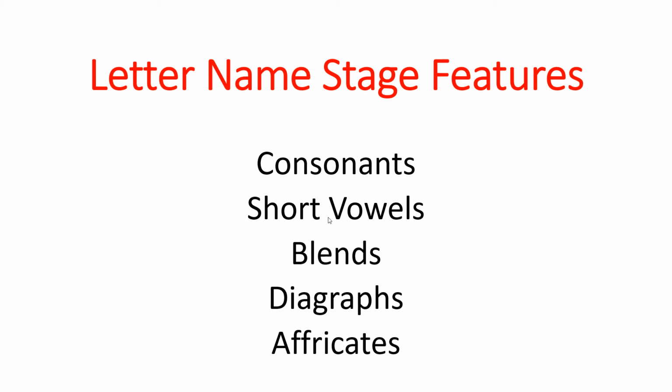The next category of feature that we teach is called short vowels. So we're thinking about A, E, I, O, U, but we're thinking about the softer sound that they make. So the short A is A as in cat. The short E is as in men. The short I is as in pit. The short O is as in pot. The short U is as in up. Those are the short sounds.